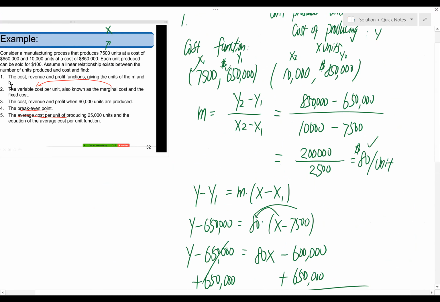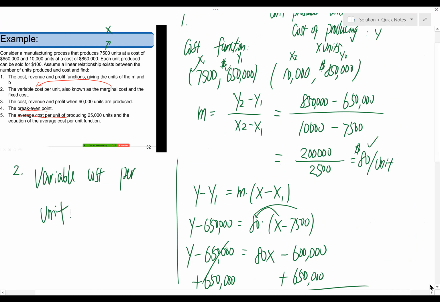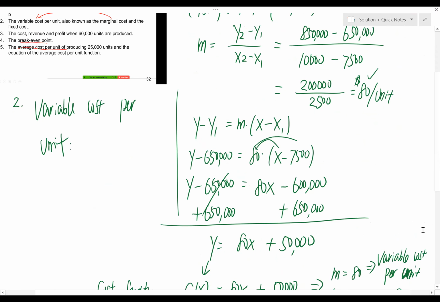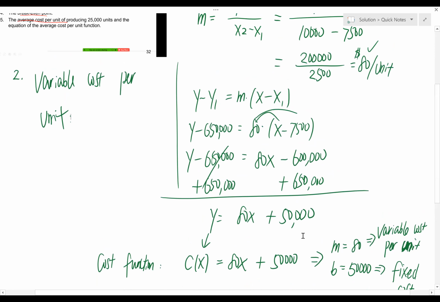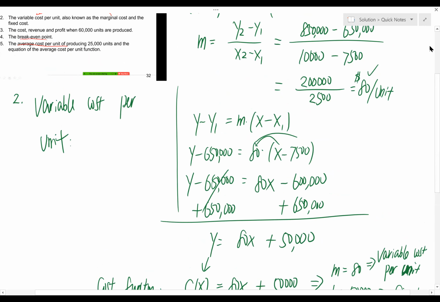So now the second step is they want us to figure out what is the variable cost per unit. Okay, what do you think? What is variable cost per unit? Let's go back to the cost function, right? The cost function is this, and m equal 80, that's a variable cost per unit, meaning every time the company produces one unit, it costs $80. It varies, right, based on the units produced. Okay, so this is $80 per unit.